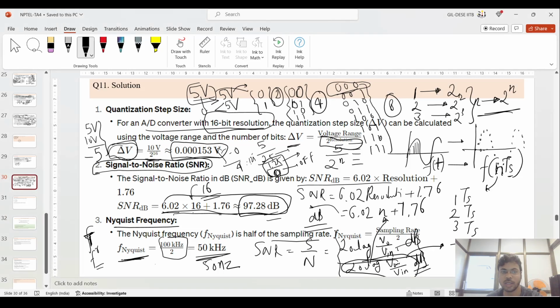Do you have any doubt in this? Anybody? Any question? Have you understood the quantization step size? That is very, very important, because you give the signal, but you don't know at what quantization step you get that logic. Okay. Any doubt? If you have any doubt, you can open your mic and ask.